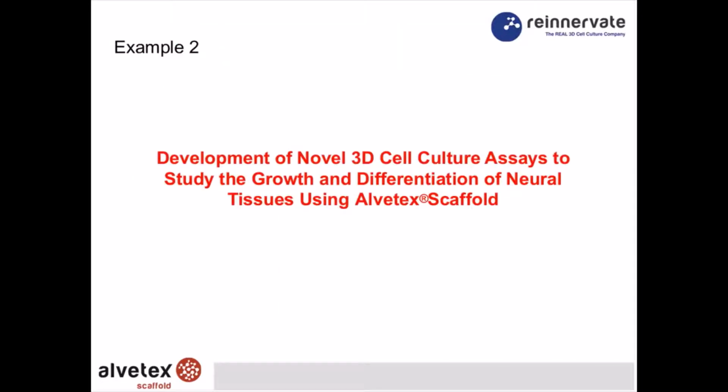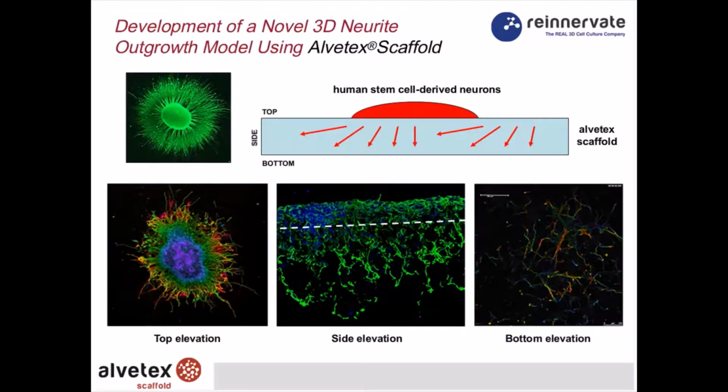So here's a second example, and this refers to a model we've developed for studying neurite outgrowth and neural differentiation. We're using this model to investigate the mechanisms that are responsible for neurite inhibition during the formation of the glial scar in spinal cord injury. So we generate human neurons from human pluripotent stem cells, and we create neurospheres.